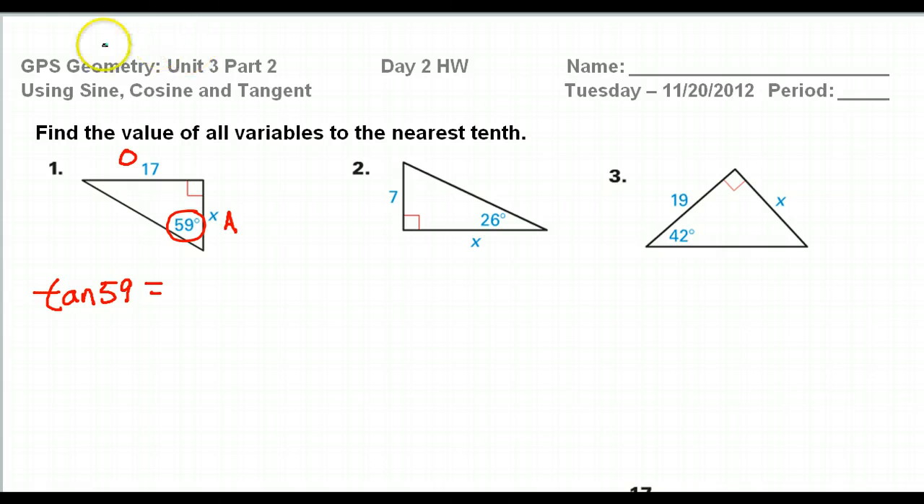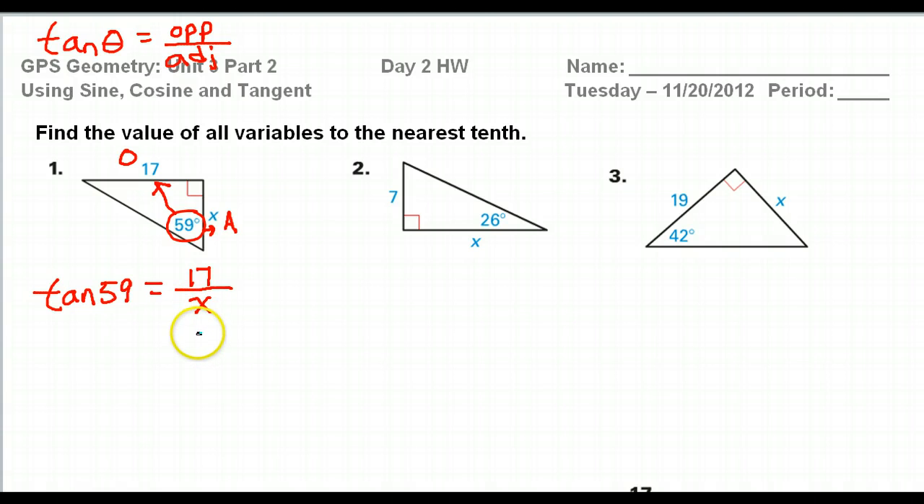Alright, and we know that tangent of an angle is equal to the opposite leg over the adjacent leg. So in this case, the opposite leg is 17. Okay, opposite is the one that's far. And the adjacent leg is x. So tangent 59 is equal to 17 over x.